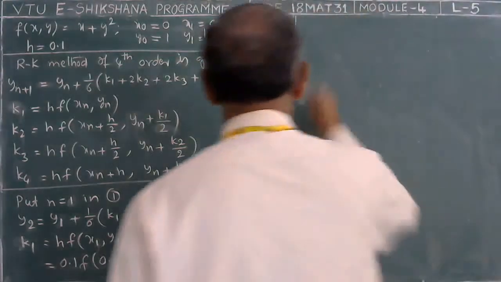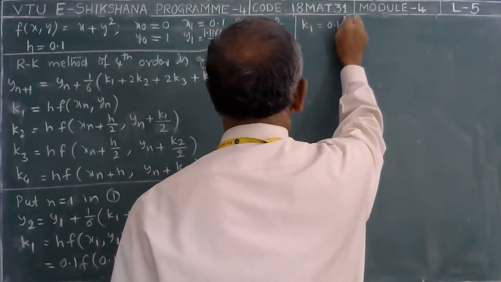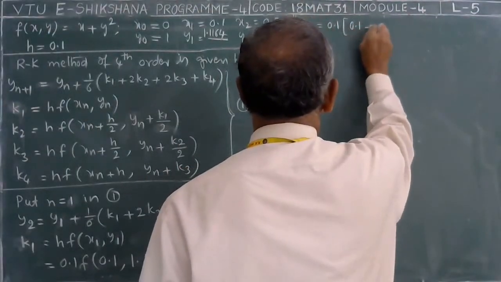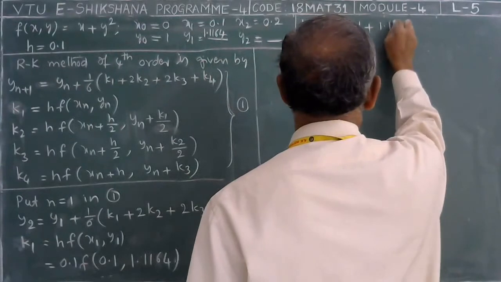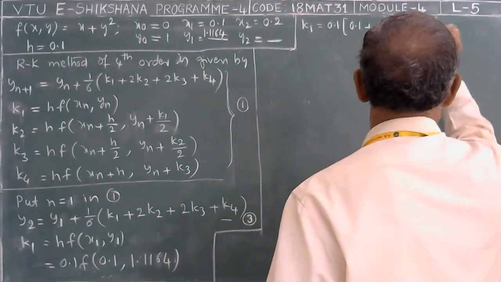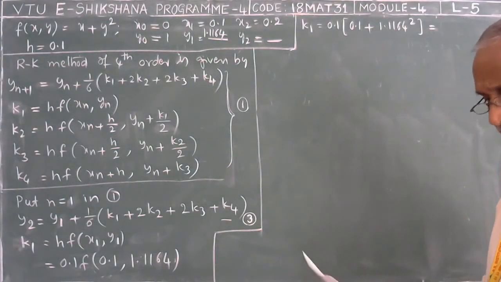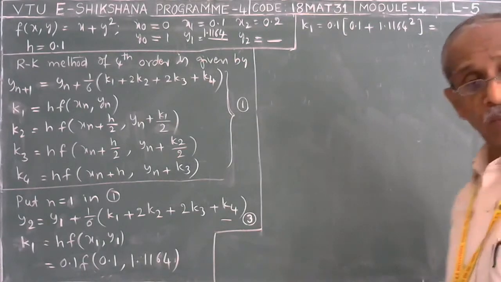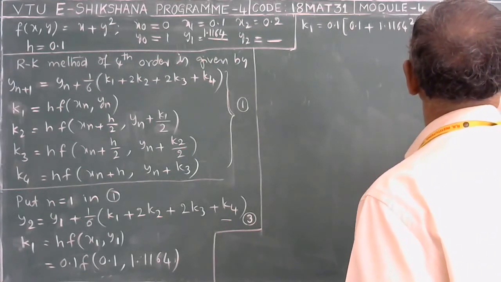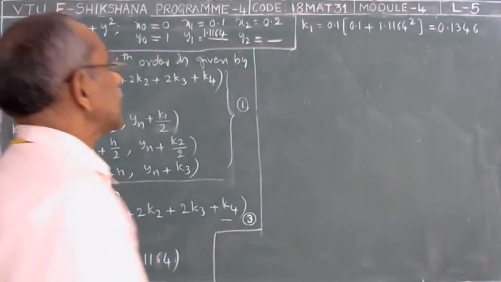Apply the definition. So K1 is 0.1 into f of x plus y square, that is 0.1 plus 1.1164 square. If you calculate using a calculator, you get K1 equal to 0.1346. Next, K2.